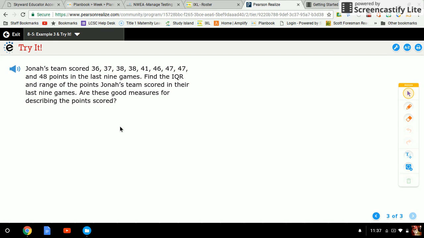Okay, you should have found that the IQR, the interquartile range, was 9.5. The third quartile was 47, and the first quartile was 37.5. The difference was 9.5. The range of the scores, 48 minus 36, the biggest score minus the smallest score, was 12. So that means that the IQR and the range are close in value. So that shows about half of the data is clustered at each end. These are good measures for describing the points scored.